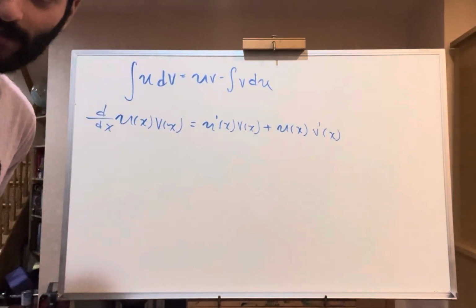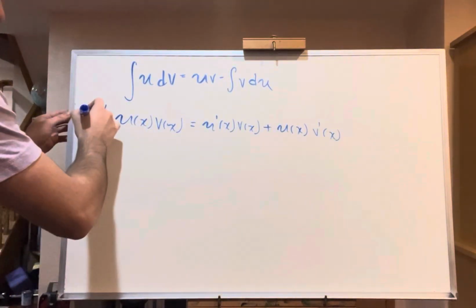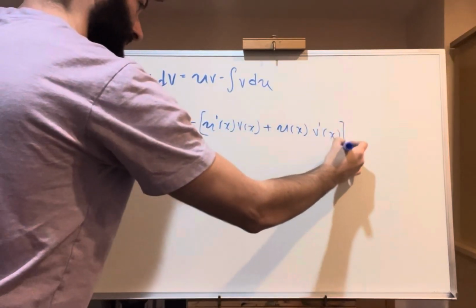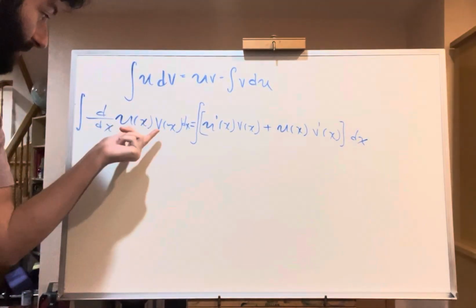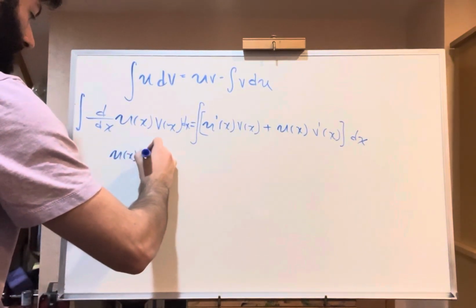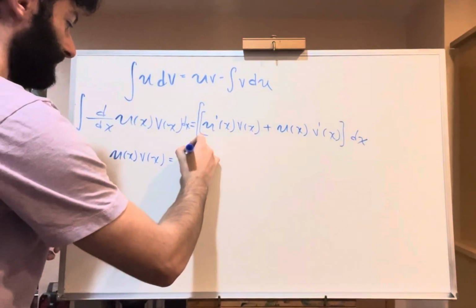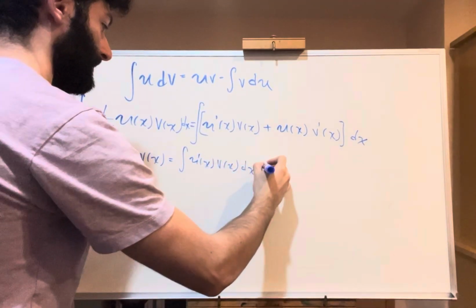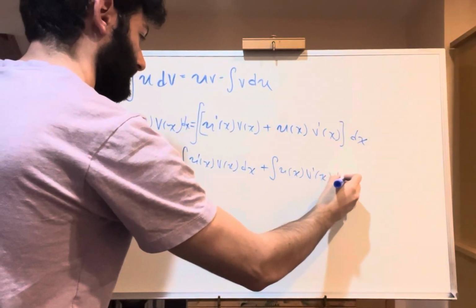And we go ahead and integrate both sides, with respect to x. Well, if we initially differentiated these two functions and then we integrate them, we just get back those two functions. And then on the right-hand side, we get the integral of u prime of x v of x dx plus the integral of u of x v prime of x dx.